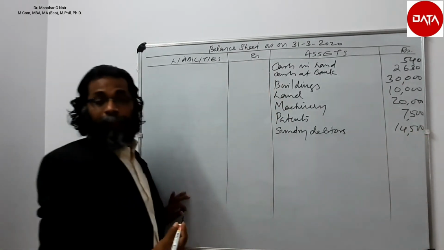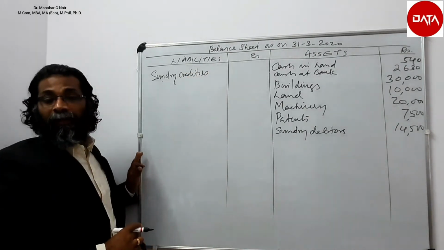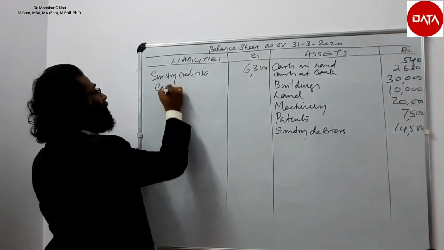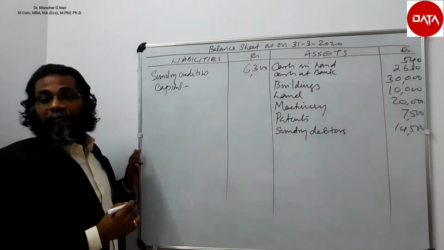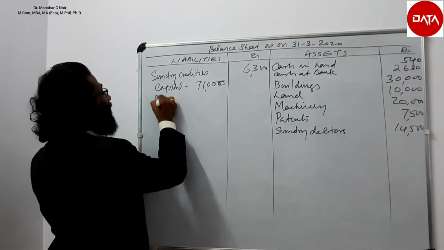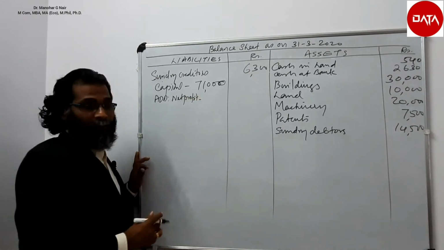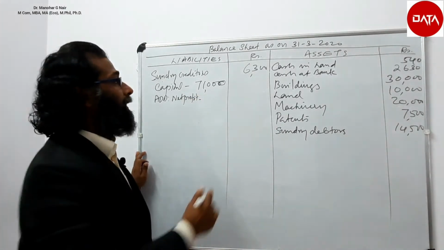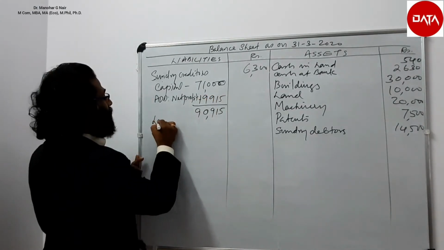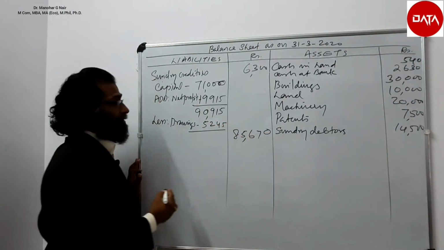14,500. Now capital and sundry creditors. Sundry creditors, it is 6,300. Then capital. Capital is 71,000 in the inner column. 71,000. Add net profit. If it is net profit, you have to add it. So in this question, we had a net profit of 19,915. Less drawings, 5,245. So it is 85,670.